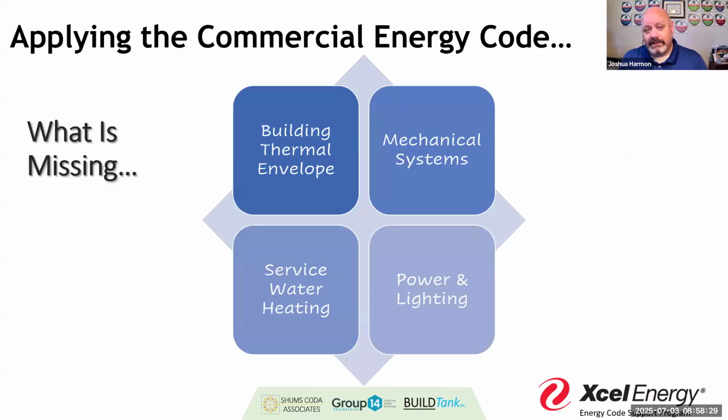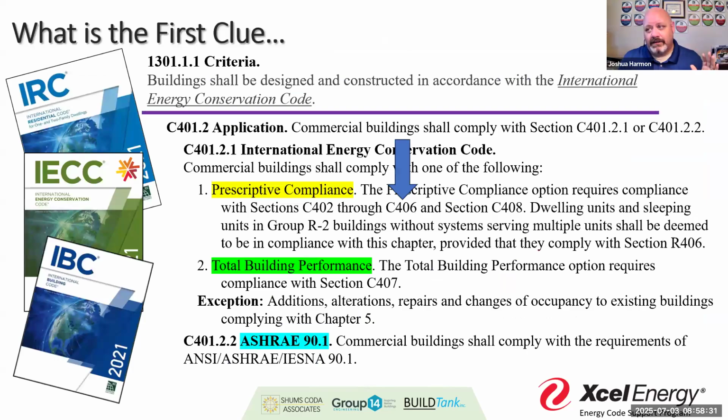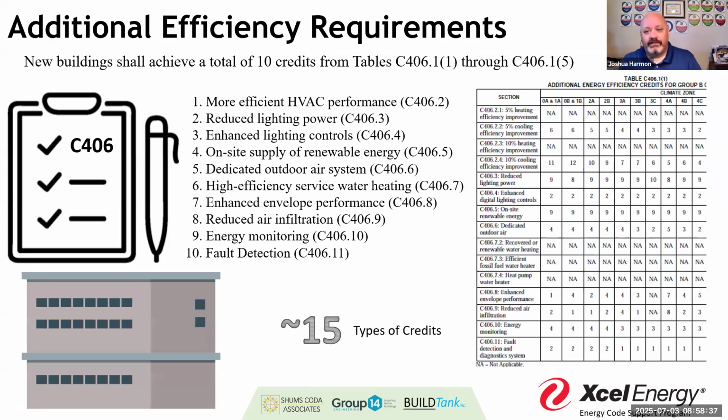I know we got 2 minutes, and what's missing in this conversation is the concept of additional efficiency packages in commercial projects. There are about 15 different types of credits, which come out to about 32 different options that a project needs to utilize to get to their 10 required credits. Some of these may be reduced power. They may be more efficient water heating systems. And so, again, there are going to be components that we're going to be seeing in a building.